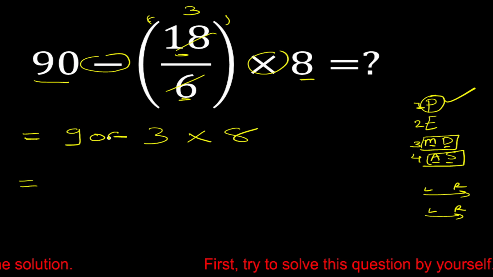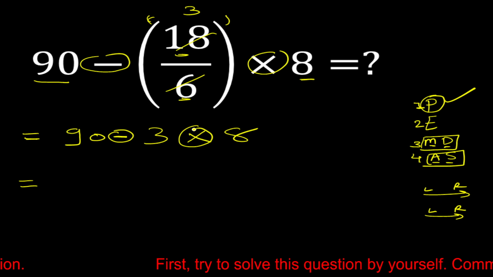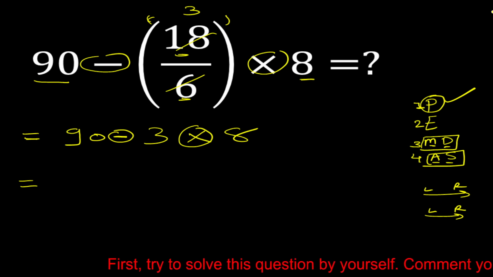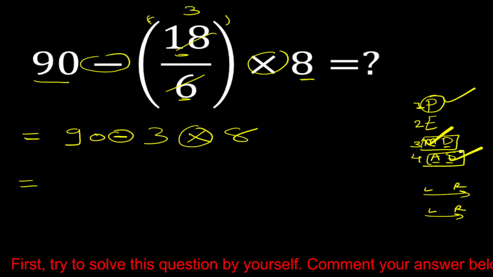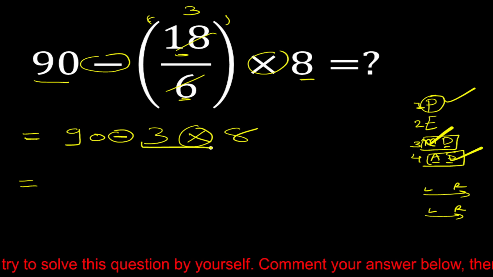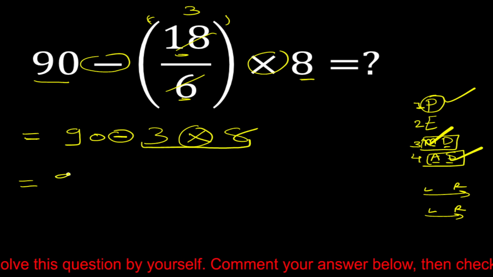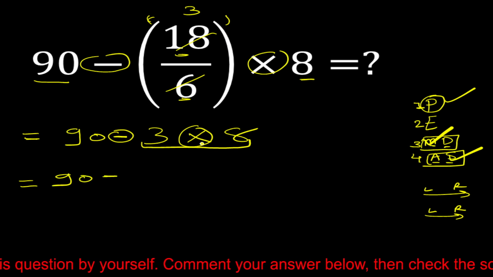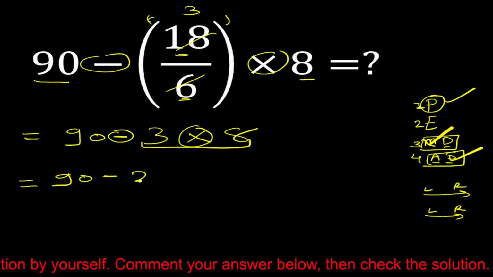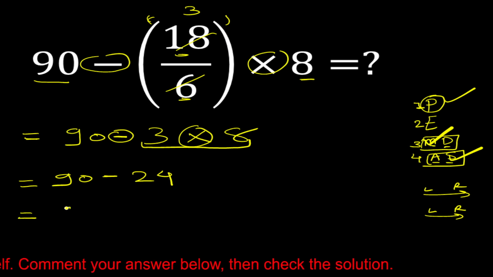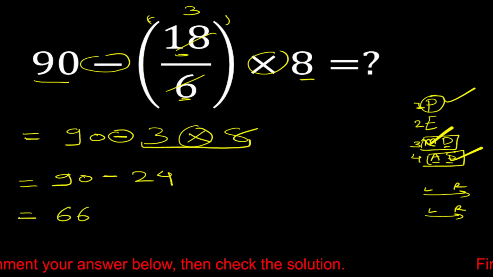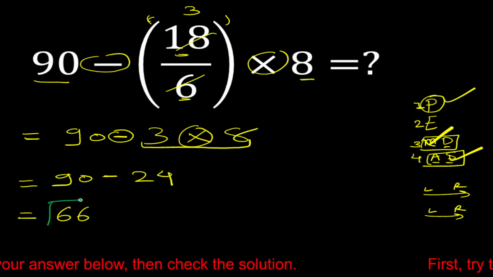is equal to, now here is one subtraction and here is one multiplication, okay? So according to PEMDAS rule, first we have to solve multiplication, then we have to solve subtraction. First we have to solve this multiplication. So 3 multiplied by 8 is equal to 24. Now 90 minus 24 is equal to 66. Okay. So the correct answer is 66.